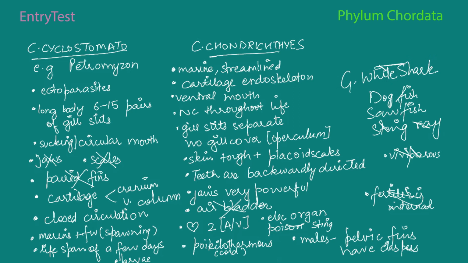So let's revise this class of cartilaginous fishes. They are marine, streamlined. Cartilage is there in the endoskeleton. They have a ventral mouth, and the notochord is there throughout life. The gill slits are separate. There is no operculum or gill cover. The skin is tough, and they have placoid scales that are modified into teeth that are backwardly directed. The jaws are really powerful. Air bladder is not there.